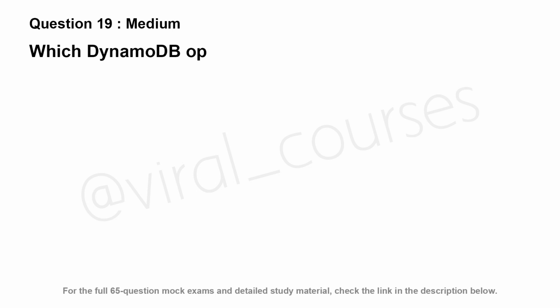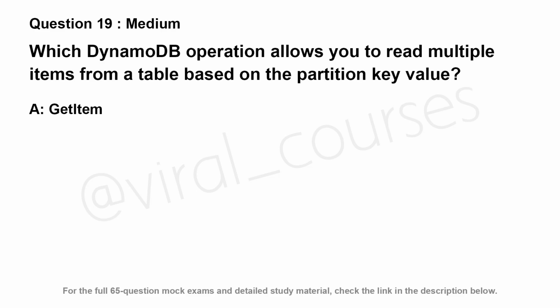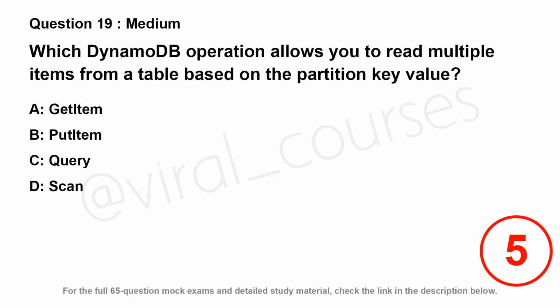Which DynamoDB operation allows you to read multiple items from a table based on the partition key value? Option A, GetItem. Option B, PutItem. Option C, Query. Option D, Scan.